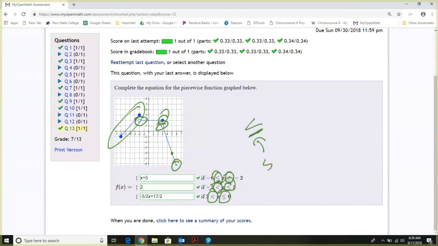If it's got that line under it, it's going to be a solid dot, which is the equivalent of a bracket if you're doing interval notation. Whereas if it's like this, it's going to be open. So in interval notation, that would be a parentheses. Okay. So just wanted to point that out.